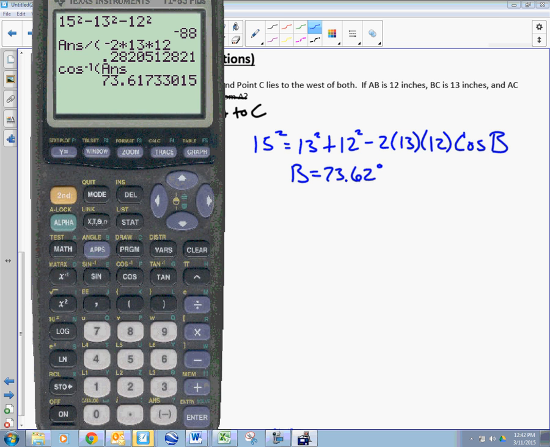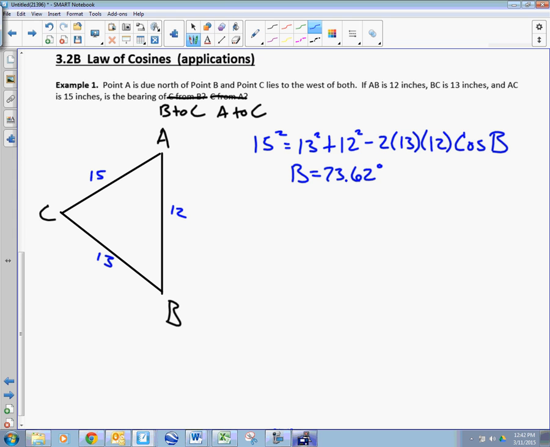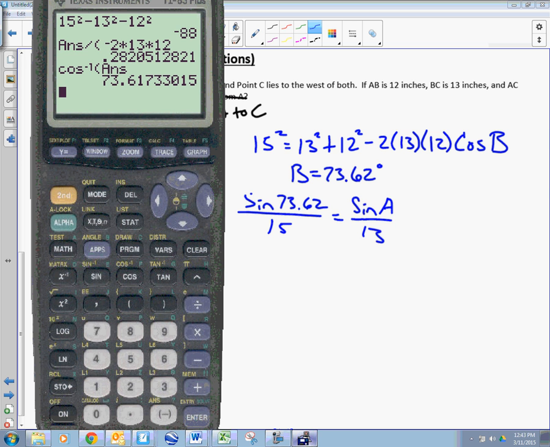Questions? How I came up with that? That's old learning, right? We've done this before. Okay, so 73.62. Let's just solve the whole triangle. If there's an obtuse angle, that would be the one, right? So we know the others are acute, so there's no danger in using the law of sines right now. So we'll just set up sine of 73.62 over 15 is equal to sine of A over 13. Very good. We cross multiply and we inverse.